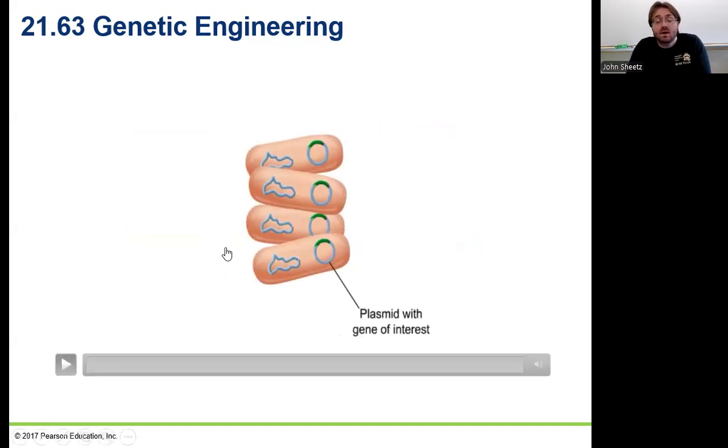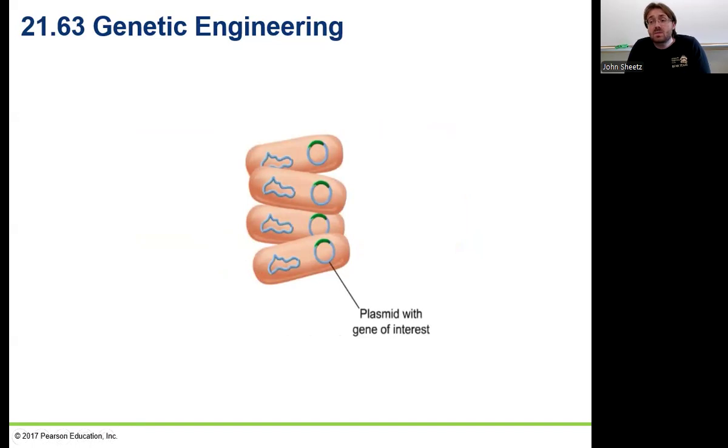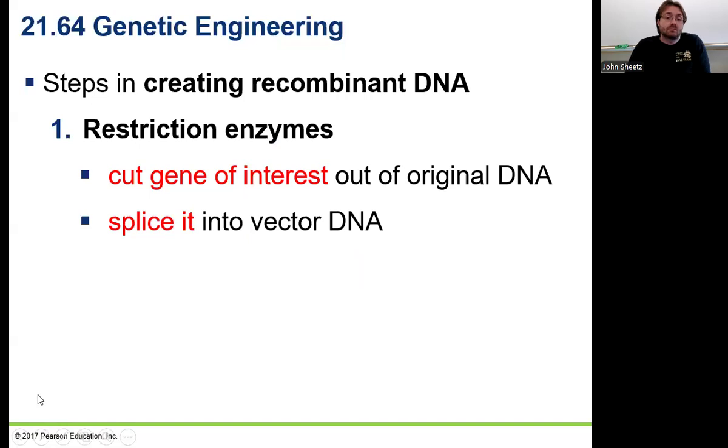This is one of the mechanisms by which we replicate DNA en masse. I believe it's the main industrial mechanism by which DNA is replicated en masse. So, more you know. In order to create recombinant DNA, restriction enzymes cut out your gene of interest. Then you have to splice it into your vector DNA.